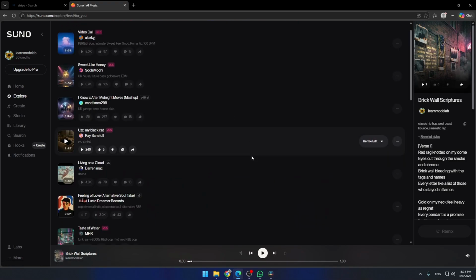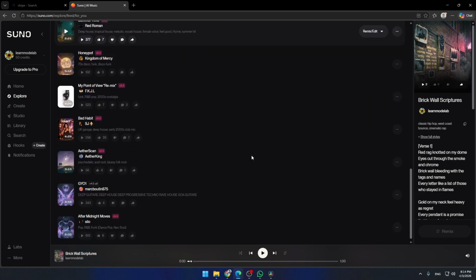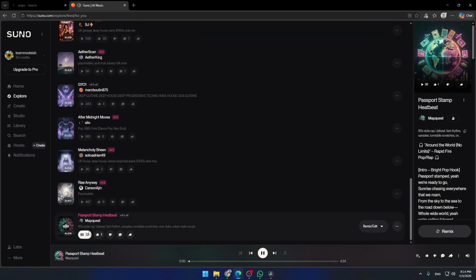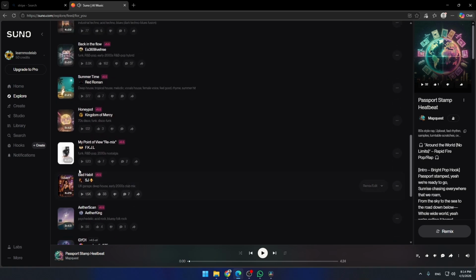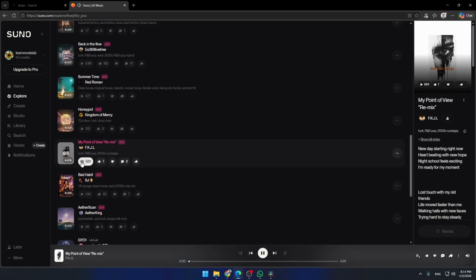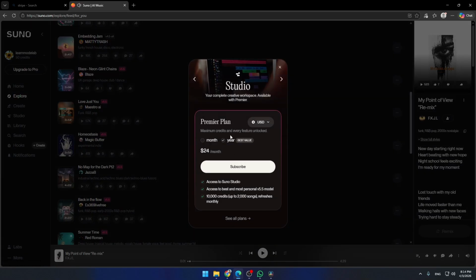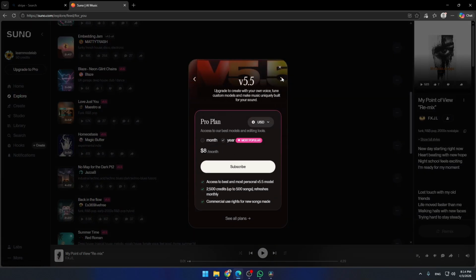Now, review the prompt or song description. The way you write the prompt strongly affects the vocal results. Try to be more specific about the voice style. For example, male, female, soft, or energetic voice. You can also adjust the music, genre, or tempo.